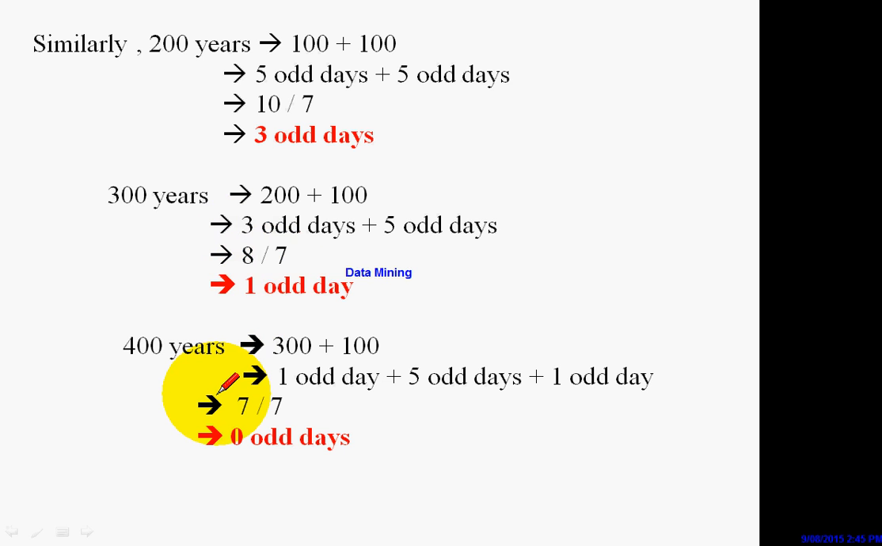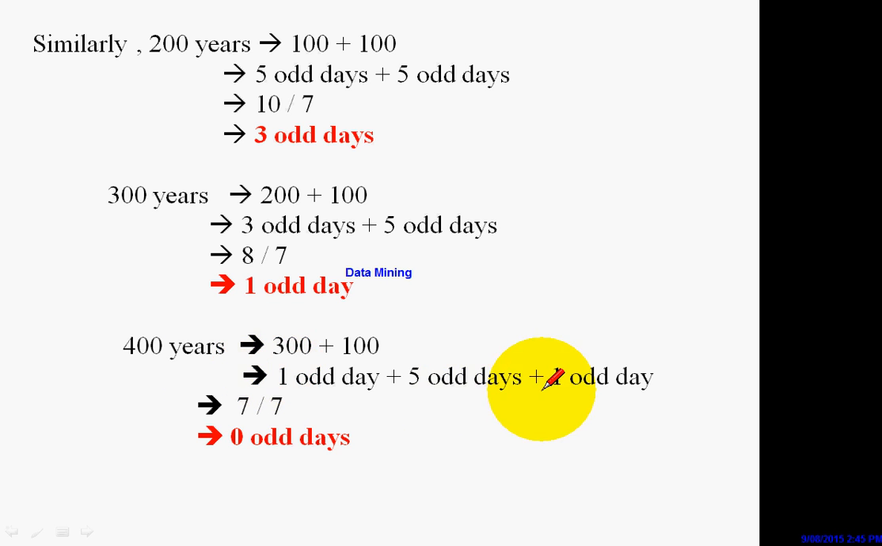And 400, see, 400 is a century and also a leap year. Mind that. If the year given is a century and it is a leap year, then definitely it has 0 odd days. We have to remember that. No other go. So 400 can be split into 300 plus 100. For 300 we have calculated that there is 1 odd day, plus 100 years have 5 odd days.